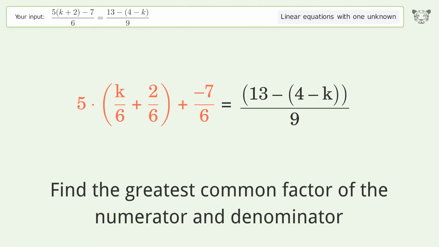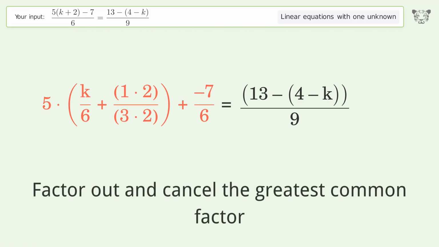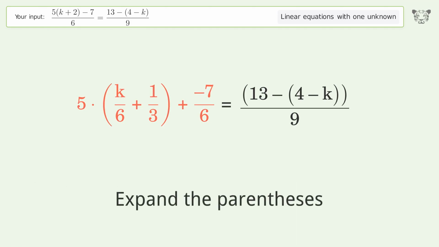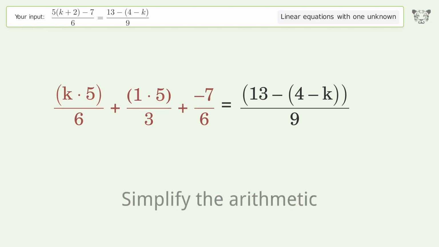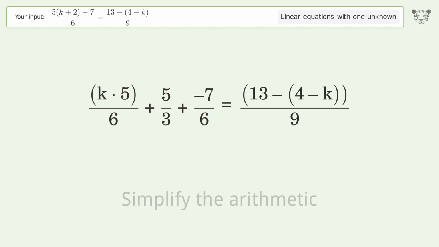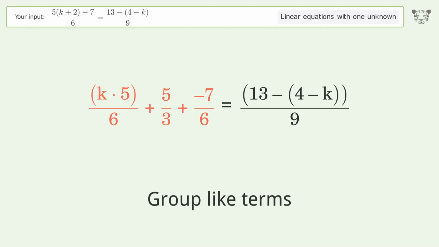Find the greatest common factor of the numerator and denominator. Factor out and cancel the greatest common factor. Expand the parentheses. Simplify the arithmetic. Group like terms.